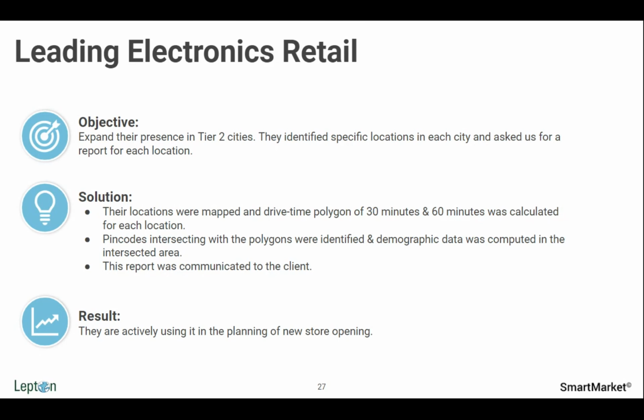So the intention of drawing a drive time polygon was to understand the catchment of these locations. If the store was opened in this location, within 30 minutes and within 60 minutes, how many people would be covered, who would actually be coming to the store if they open one. And again, demographic patterns were studied for these locations, and the results were shared with the enterprise.